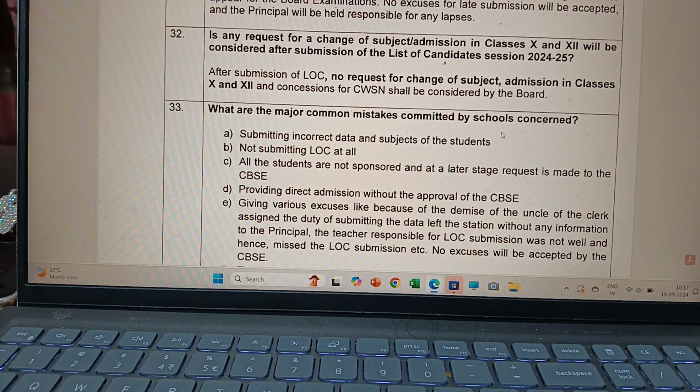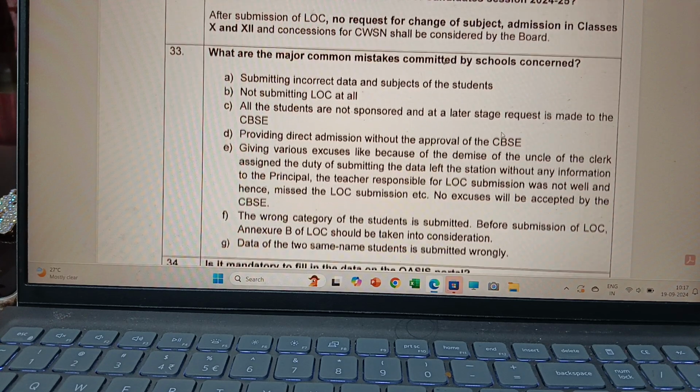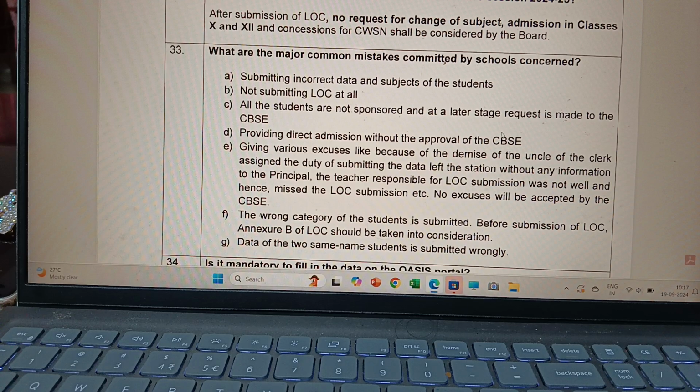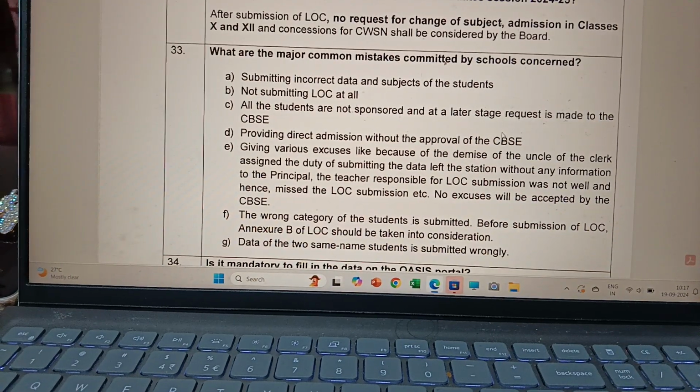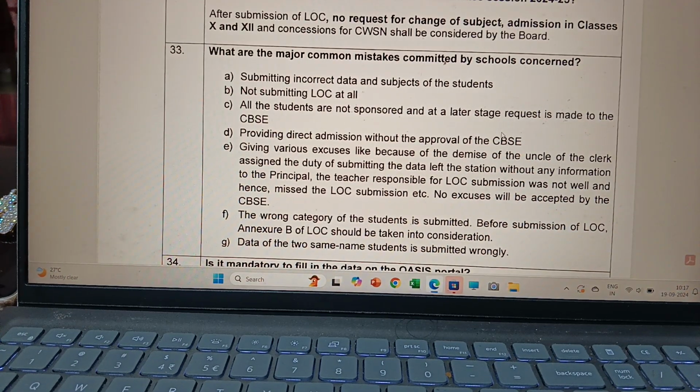Giving various excuses like because of the demise of the uncle of the clerk, or the person assigned the duty of submitting data left the station without any information to the principal. The teacher responsible for LOC submission was not well and hence missed the LOC submission, etc. No excuses will be accepted by the CBSE.